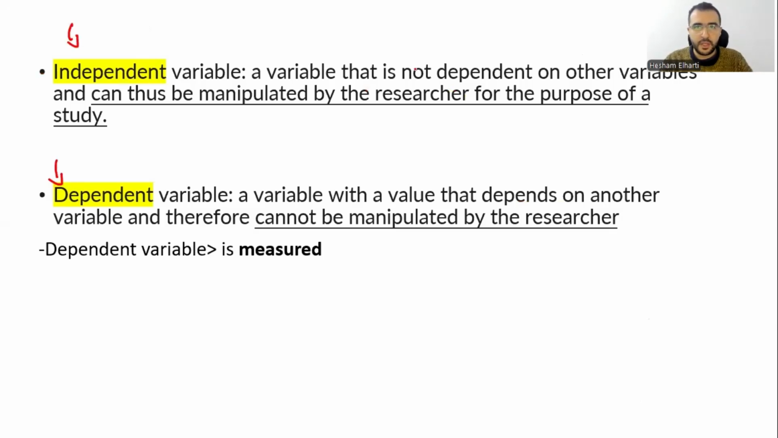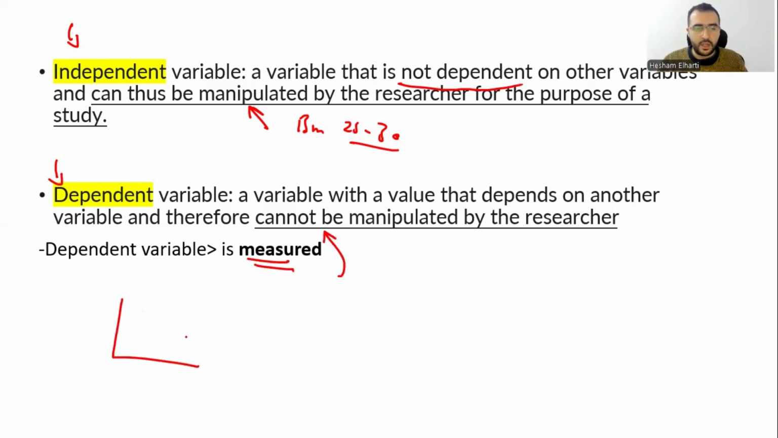So independent means it's not dependent on other variables, and it can be manipulated by researchers. For example, you select a group of people whose BMI falls between 25 to 30. So it can be manipulated. The other one is the dependent variable, and this one cannot be manipulated. It's just a measured value.